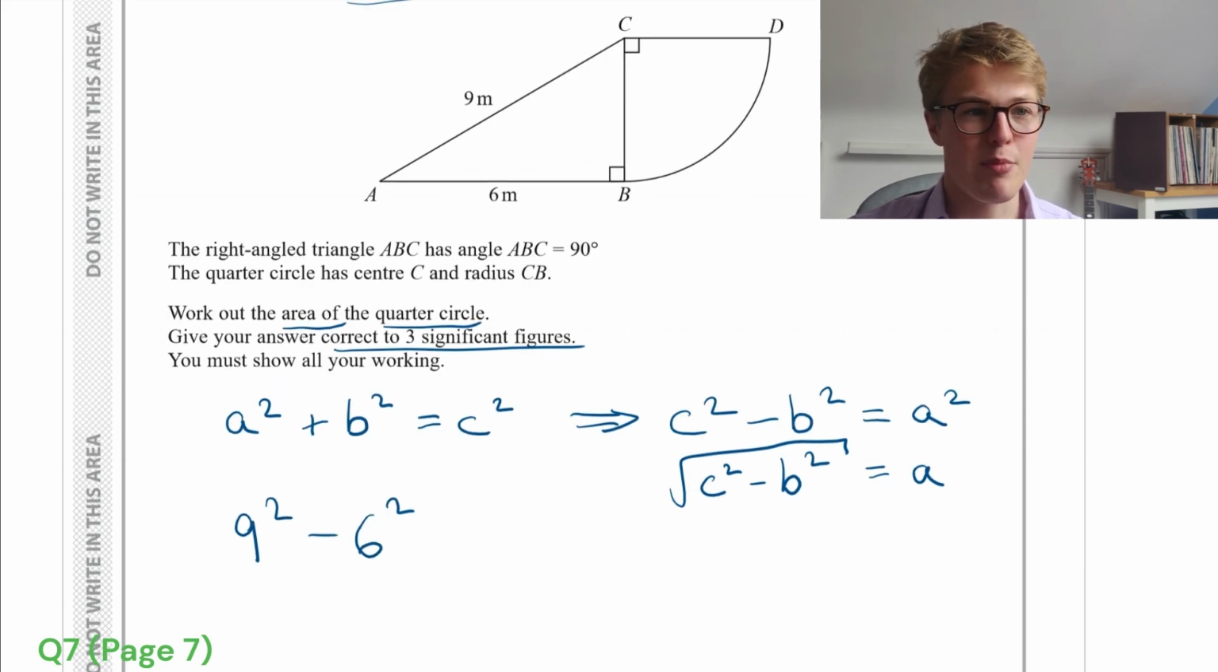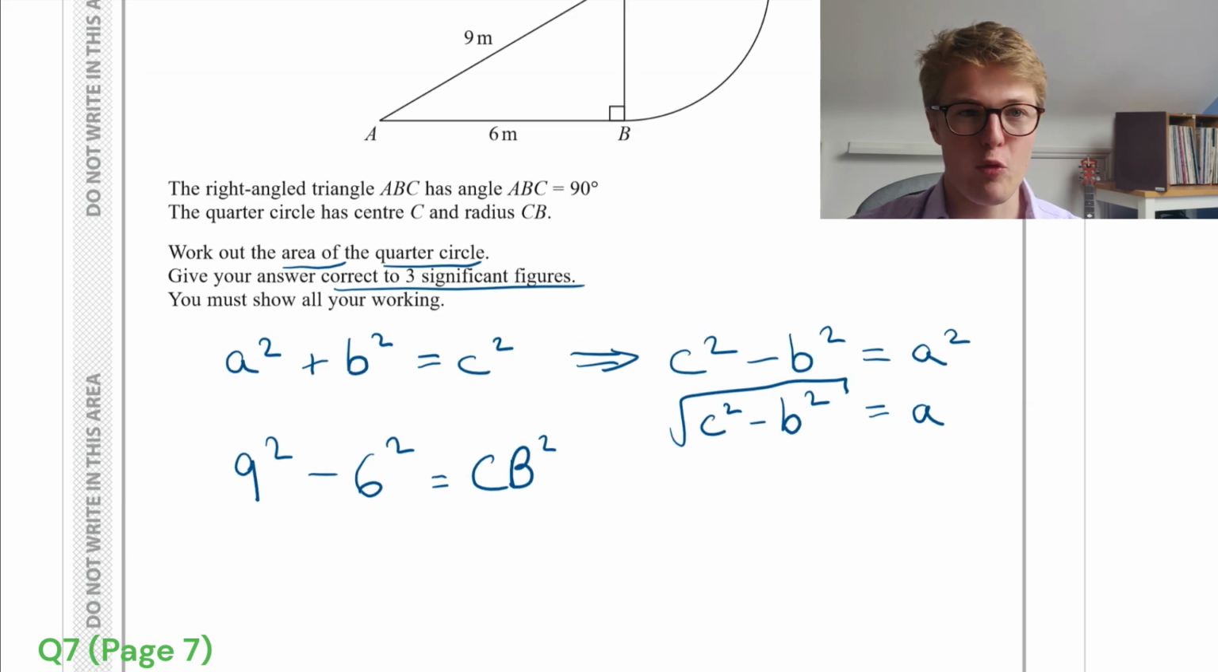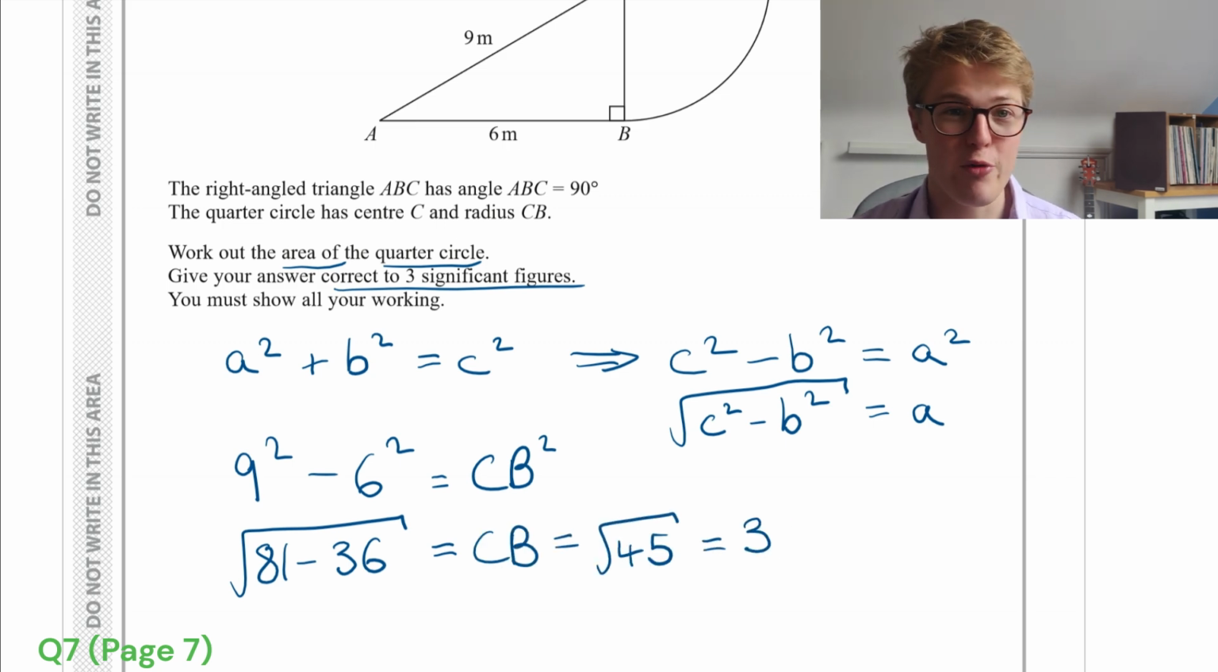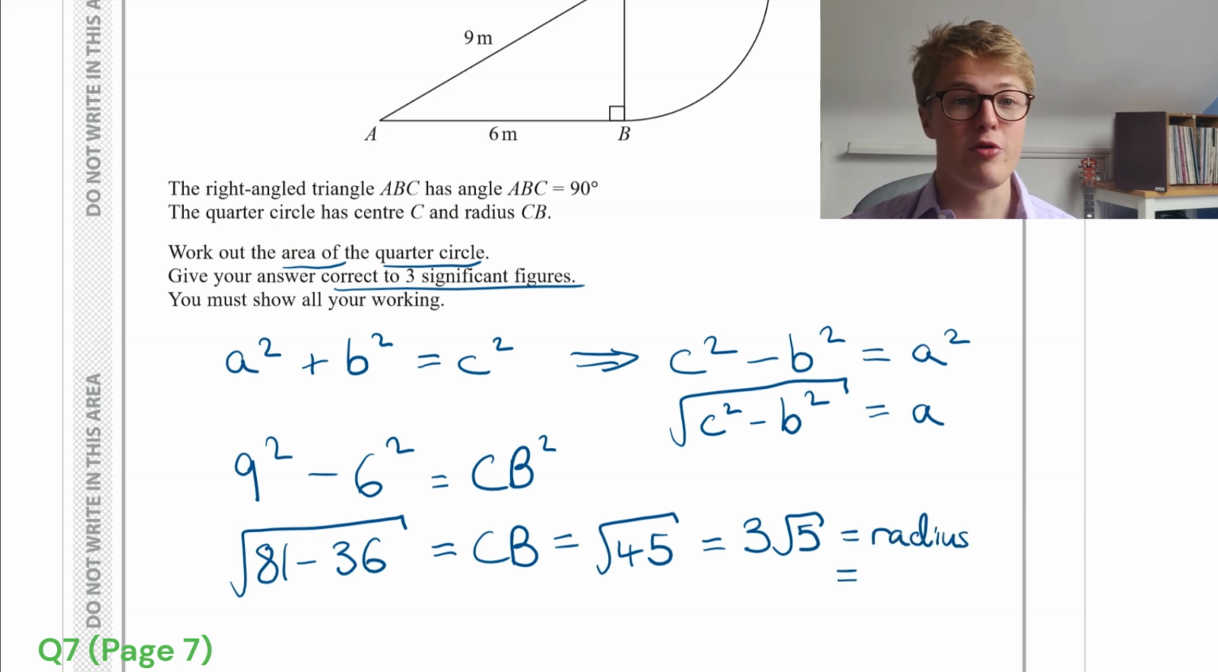If we use that in our example here, we can see 9 squared minus 6 squared is CB squared, because 9 is the hypotenuse. So then 81 minus 36 all square rooted is going to be CB. This is the square root of 45, which simplifies to 3 root 5, and that is going to be our radius of our quarter circle, which is 6.71 metres to 3 significant figures.